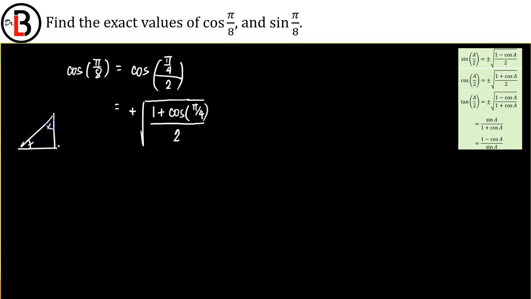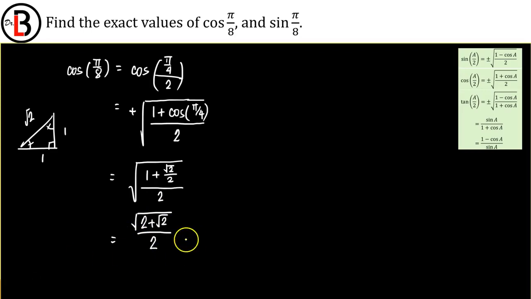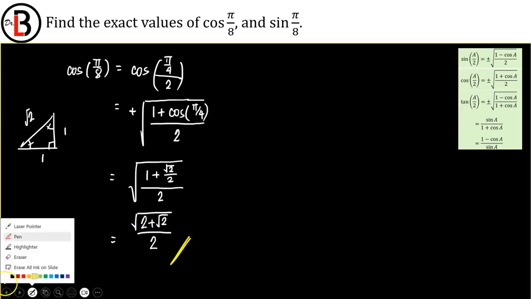Thing is, you're using pi over 4. Let's draw the 1, 1, square root of 2 or the 45 triangle. So in this case, this is 1 plus square root of 2 over 2, all over 2. Let's rationalize the top. That's 2 plus square root of 2 all over 2, all in a square root. This would be the answer.